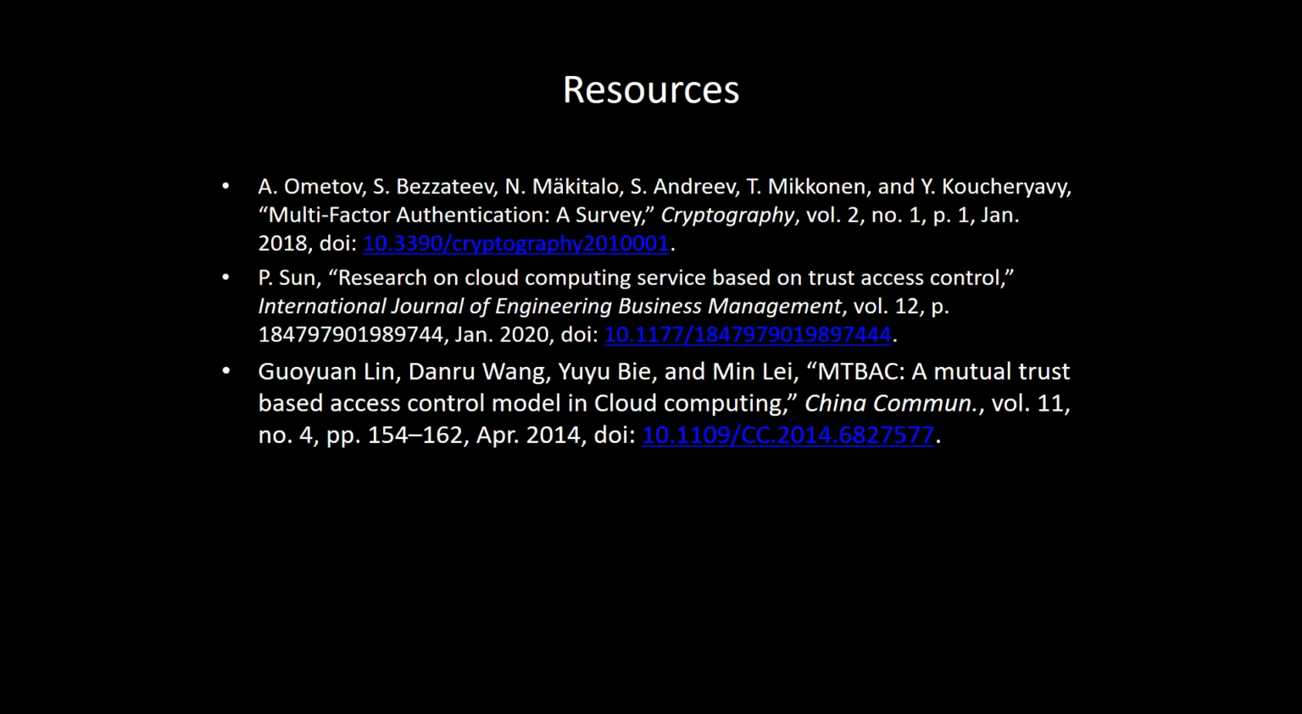These are some of the resources, and the full resources are detailed in our paper.